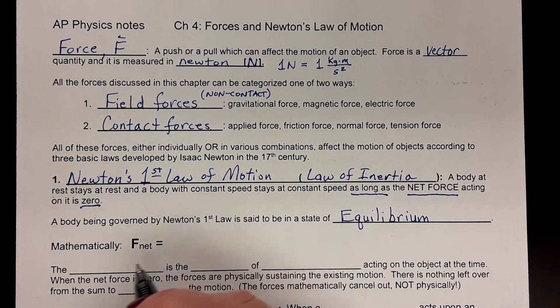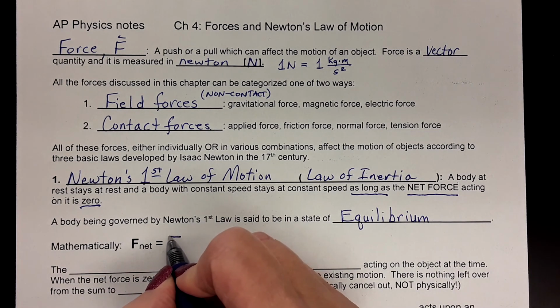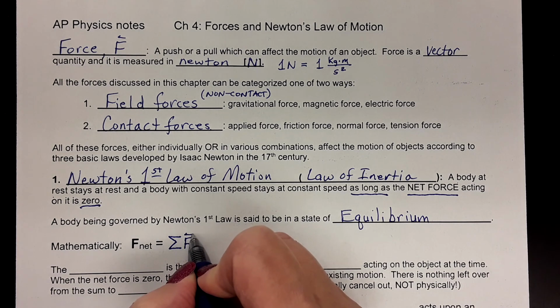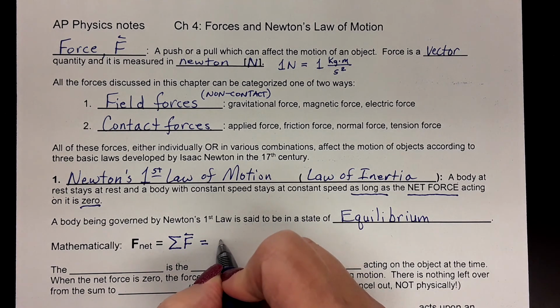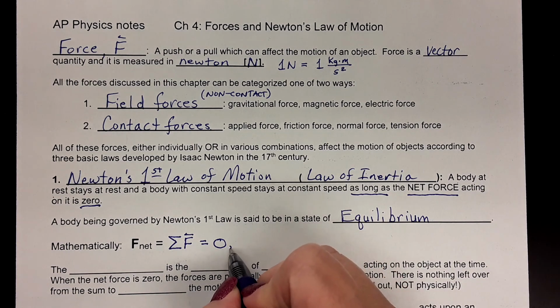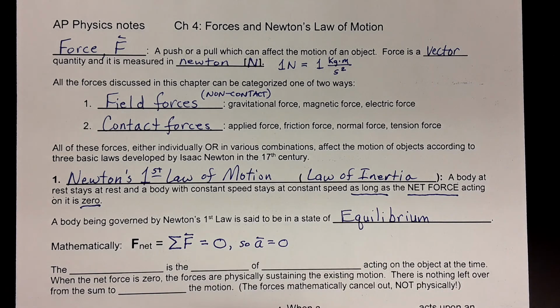So, what we like to do mathematically is we say the net force is the sum of the forces. Now, here's that Greek letter sigma that in math class is shorthand for add 'em up. So this says the net force is the addition or the sum of all the forces, whatever you've got. And if that sum is zero, then there's nothing left to change the motion. In other words, there's nothing left to produce an acceleration. So the acceleration is zero.